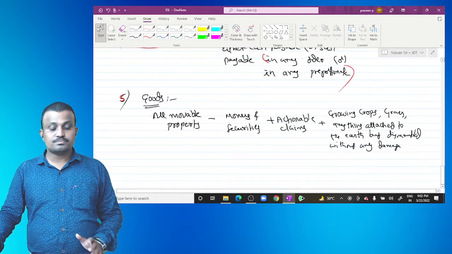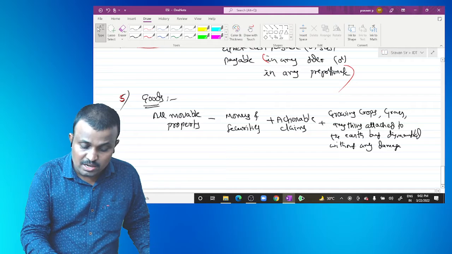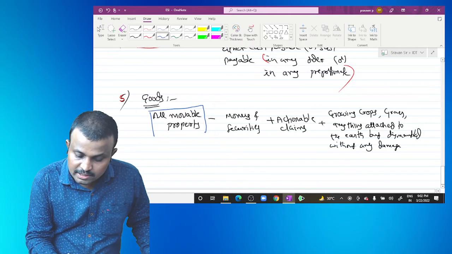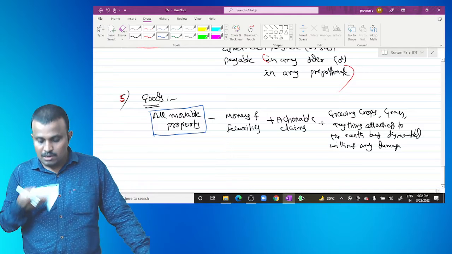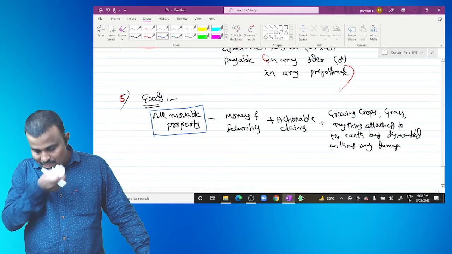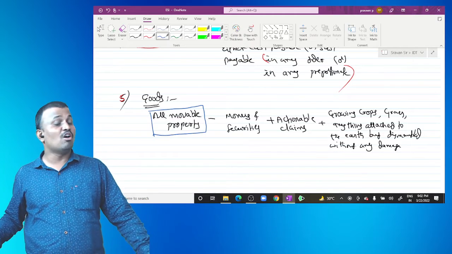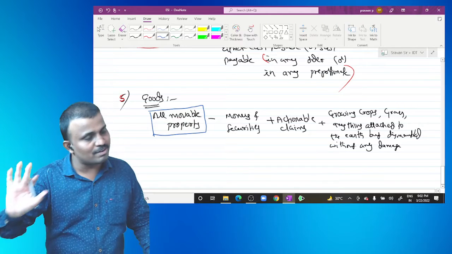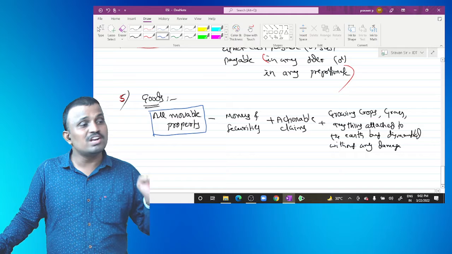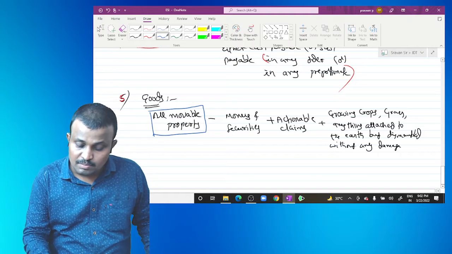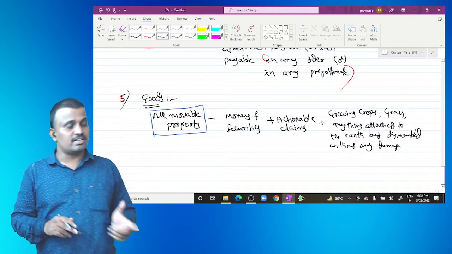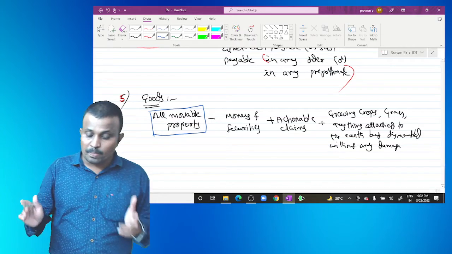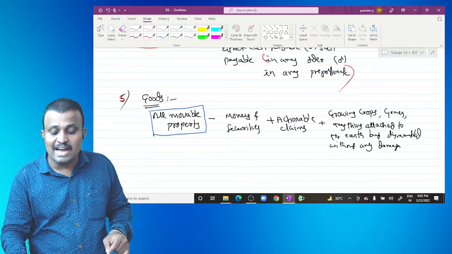So here goods include what? It includes all movable property. What is the meaning? Immovable properties are excluded from the definition of goods. Only movable properties are covered. But except money and securities. Money and securities are excluded from the definition of goods. And it includes what? Actionable claims.